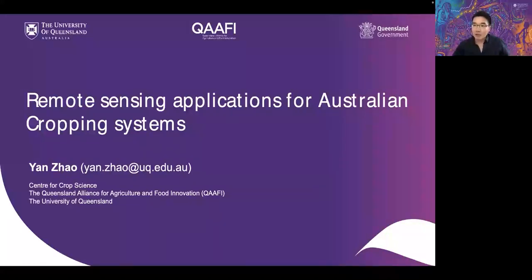Good afternoon, everyone, and thank you for joining us today. My name is Yan Zhao, and I'm here to present some recent accomplishments in the use of remote sensing for Australian cropping systems, which are a collective achievement of our research team. Our work harnesses the power of remote sensing to gain insights into crop growth and productivity, which we see as crucial for the advancement of sustainable agriculture practice across Australia. I look forward to sharing with you how this technology is shaping the future of agriculture. So let's get started.